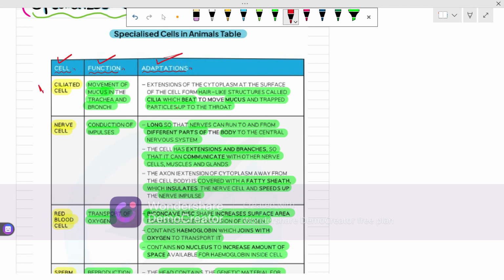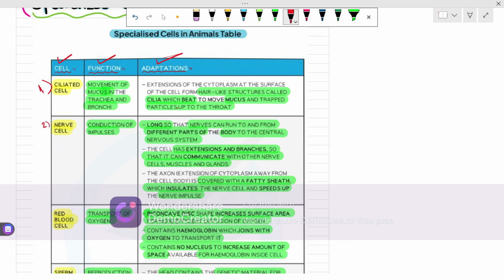The first one in animal cells is the ciliated cell. The function of the ciliated cell is movement of mucus in the trachea and bronchi. Its adaptation is that it contains hair-like structures called cilia. These cilia beat the mucus and trapped particles up to the throat.